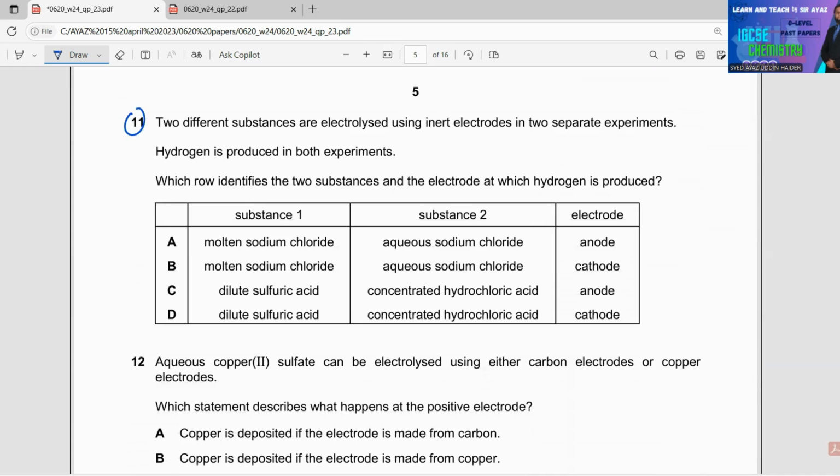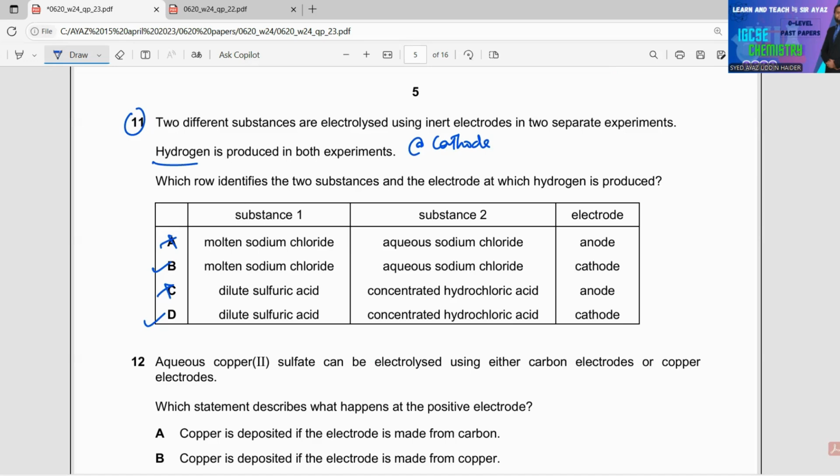11. Two different substances are electrolyzed using inert electrodes in 2 separate experiments. Hydrogen is produced in both experiments. Which row identifies the 2 substances and the electrode at which hydrogen is produced? Now we know that hydrogen is always produced at the cathode. That's for sure. Which means either B is correct or D is correct. A and C are incorrect.